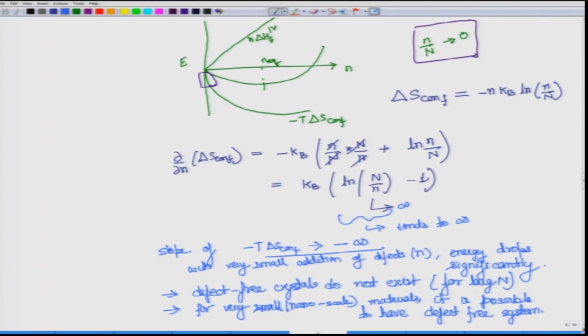And now, when I derived this, we had assumed that small n by uppercase N is tending to 0, or in other words uppercase N is a very large number. So, the other corollary from this is that when this is not true, that is uppercase N is not very large, which is for very small nanoscale materials, it is possible to have a defect free system. For example, our whiskers and nanocrystals, and that is where their special properties originate from.